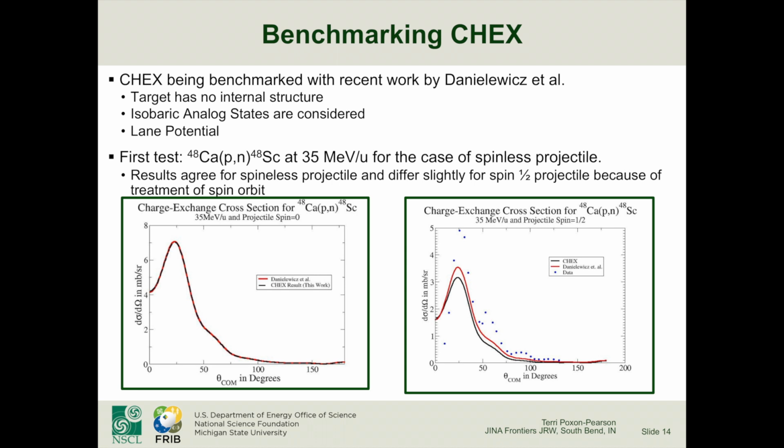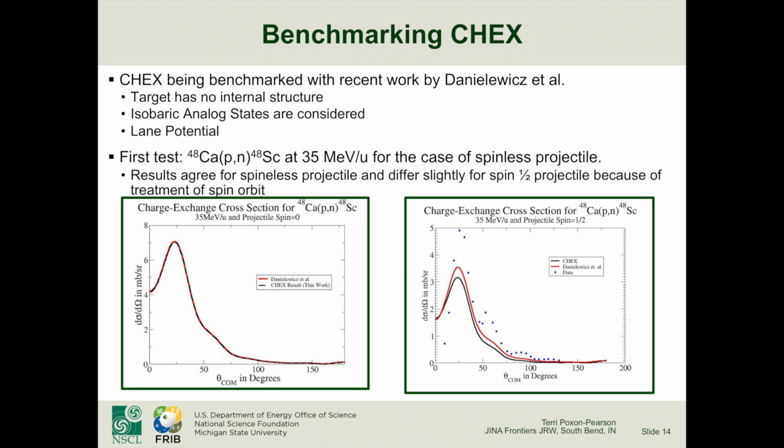So CHEX is currently being benchmarked with that recent work by Danielewicz et al. that I showed you earlier. So he has this case where the target has no internal structure, just one blob. He only looks at isobaric analog states, so that means we go from a 0+ target to a 0+ target. We don't change that spin, and like I said, we're using this Lane potential.